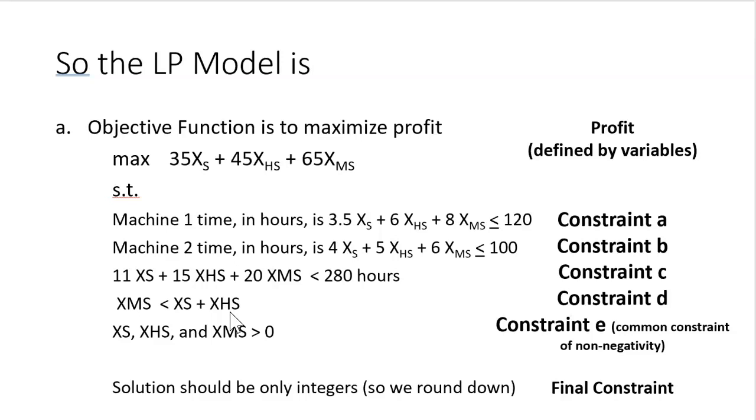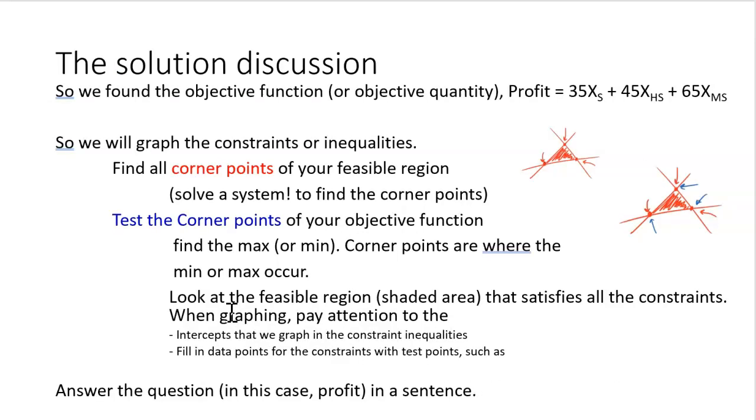And then I have a constraint E. This is a common constraint every time. They call it the constraint of non-negativity: that X standard doors, X high security doors, and X maximum security doors must be greater than or equal to 0. And here's one final constraint: the solution should be only integers. As we solve this, we might end up with fractions or decimals, but in this type of problem, I can't make part of a door. So in the end, we would graph our solution, which we really haven't been doing yet. A computer would normally do this for you, hence part of the conversation we had about doing it manually versus in a computerized fashion.